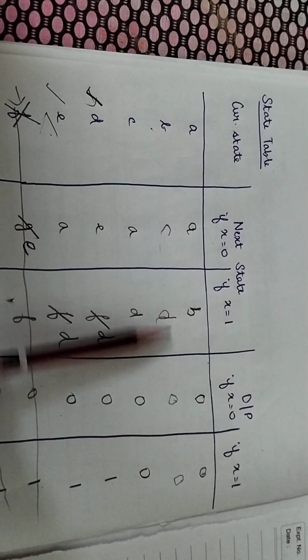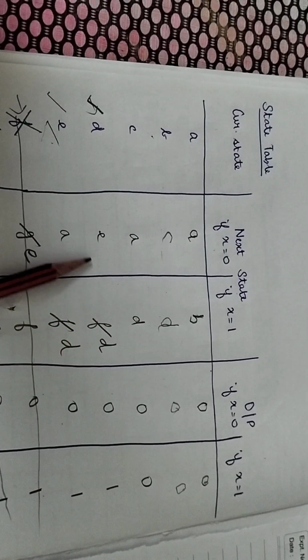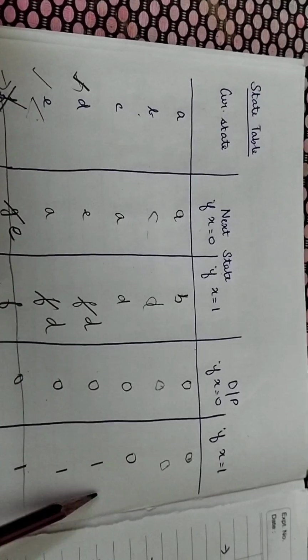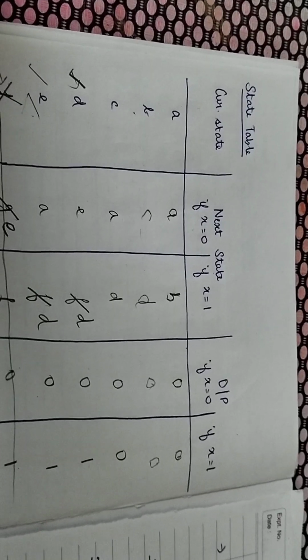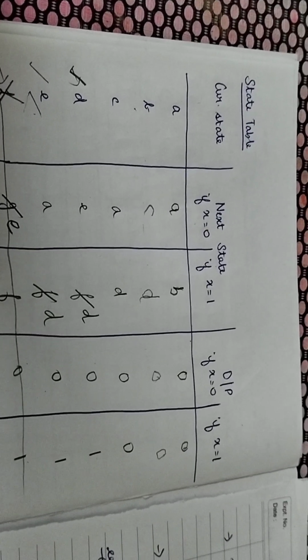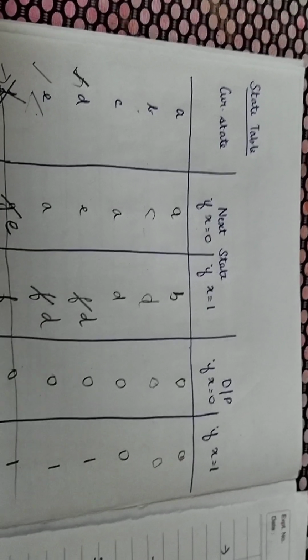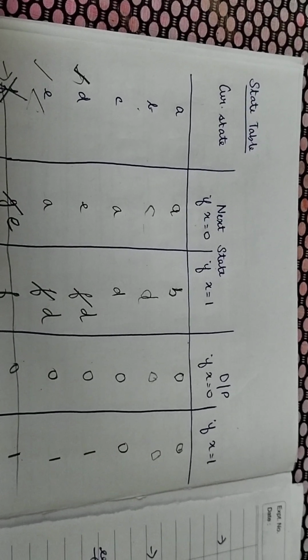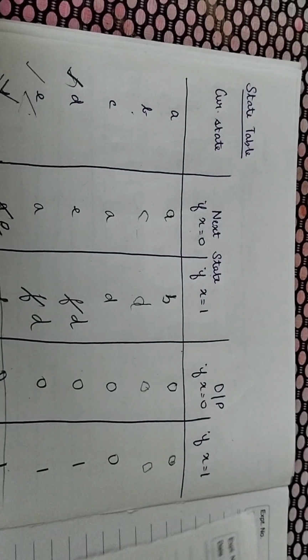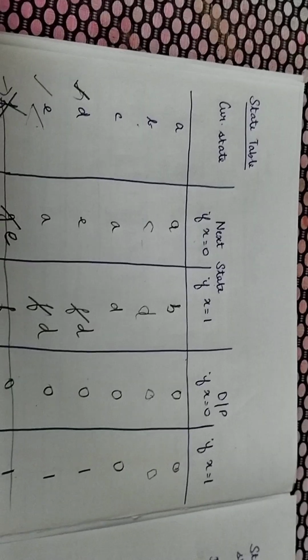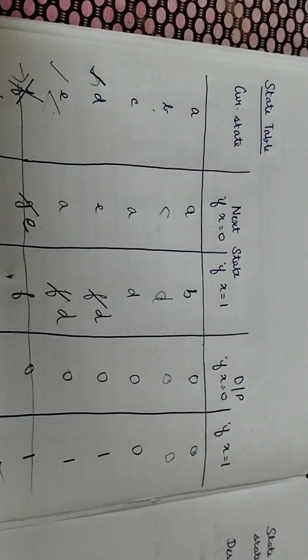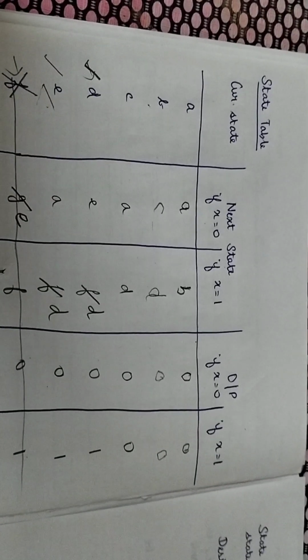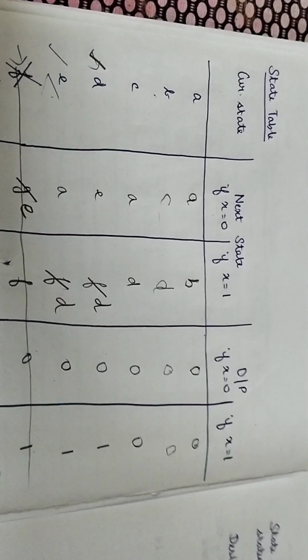AB00, CD00, AD00, ED01, AD01. Meaning there are no equivalent states now. So this is your final reduced state table. You repeat the same state reduction until you are sure that there is no more reduction possible. There are no more equivalent states. Now finally, from this state table, we draw the state diagram.